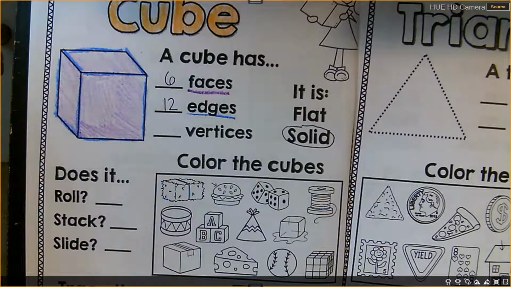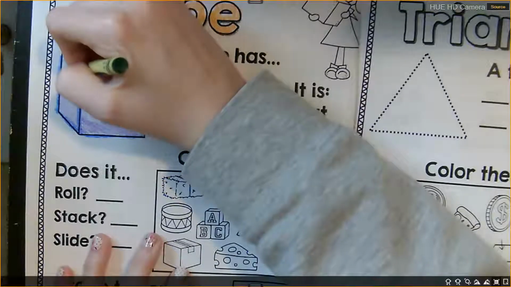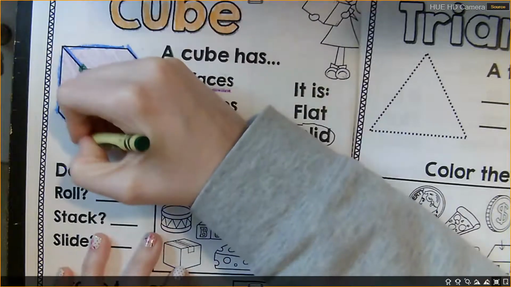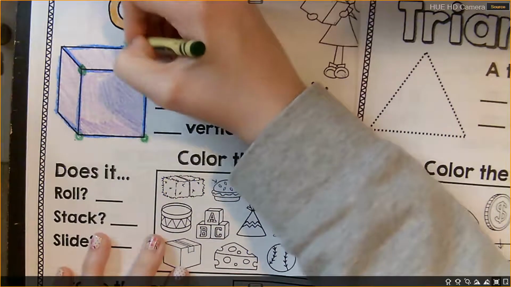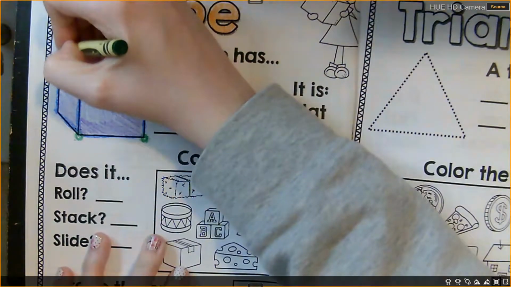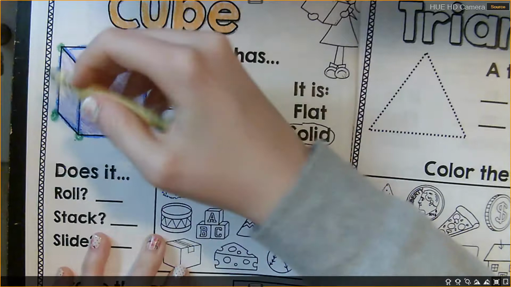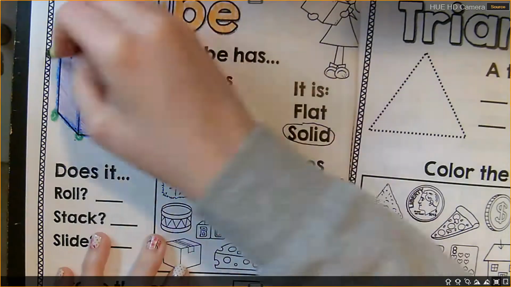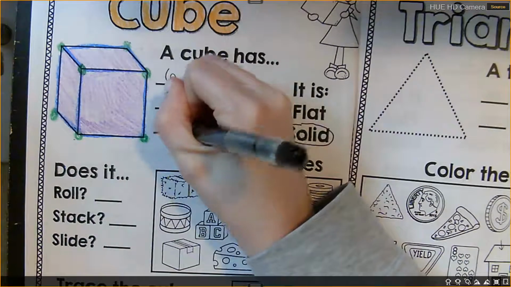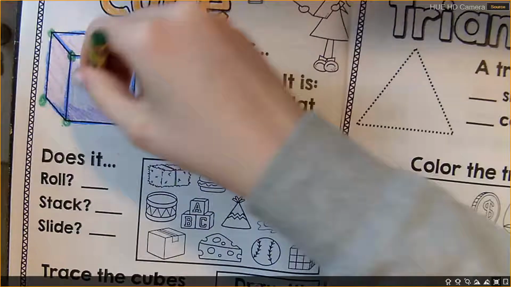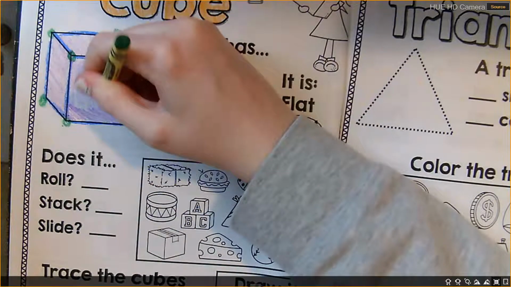And then vertices are where the two edges meet, the points where the two edges meet. And again, we can't see all of them. We can see 1, 2, 3, 4, 5, 6, 7, but there's actually 8 vertices on a cube. So we just can't see one, which is about right there.